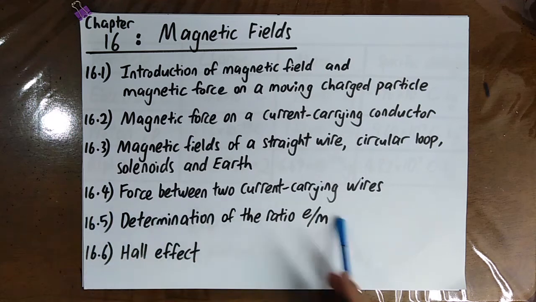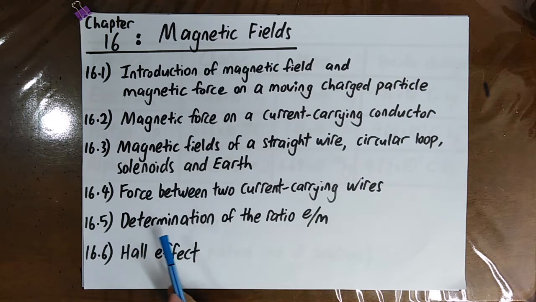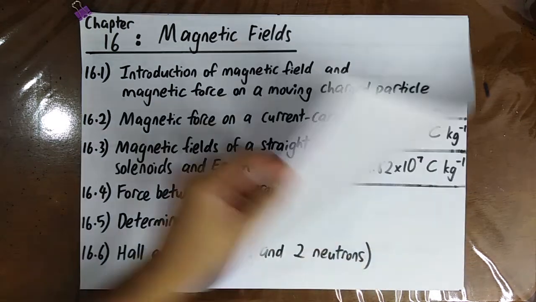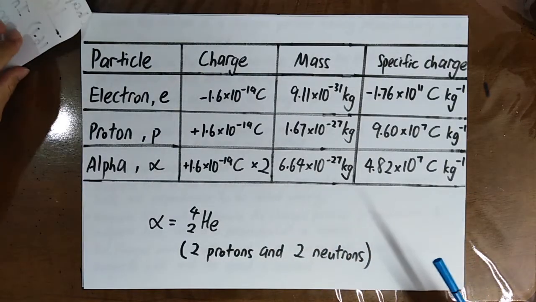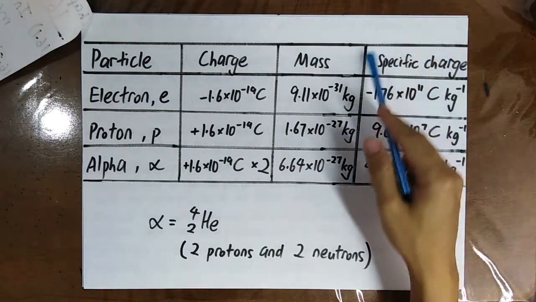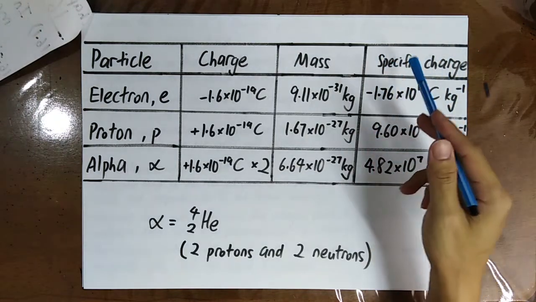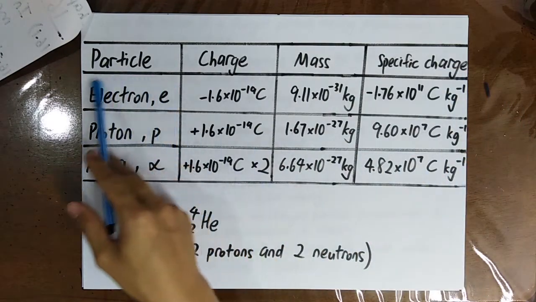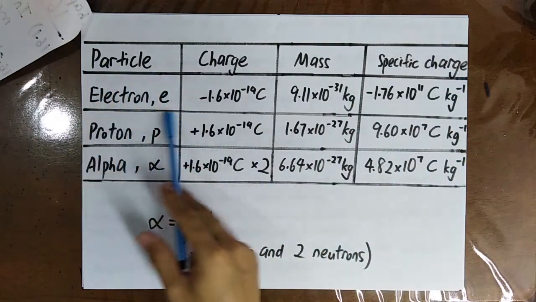Okay, in this video, we will talk about how to determine the ratio of charge over mass of a particle. Charge over mass is called specific charge. First of all, you need to understand what we mean by specific charge, which is the charge to mass ratio. For example, this is an electron.